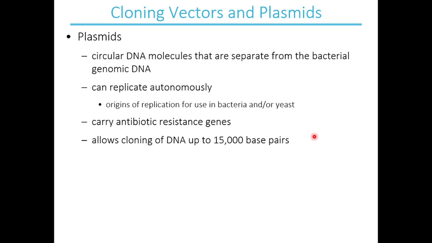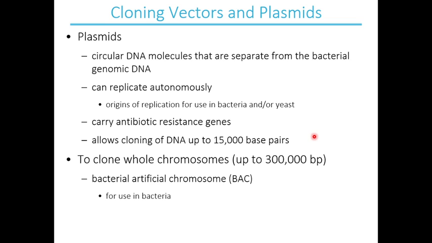And to be exact, cloning plasmids are mostly used for protein production. Biochemists use plasmids to engineer their gene so that proteins can be produced in host organisms, such as bacteria. To clone whole chromosomes, which is up to 300,000 base pairs, one uses a bacterial artificial chromosome, or BAC, and this is for use in bacteria. A yeast artificial chromosome, or YAC, is for use in yeast.